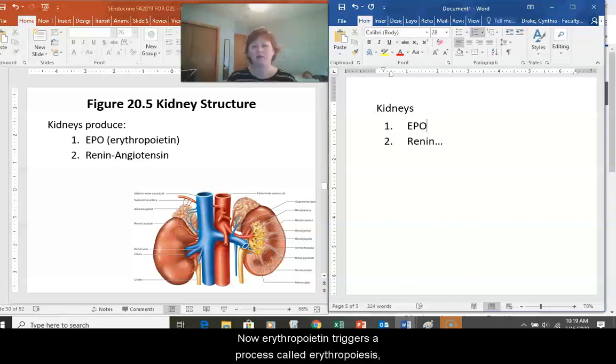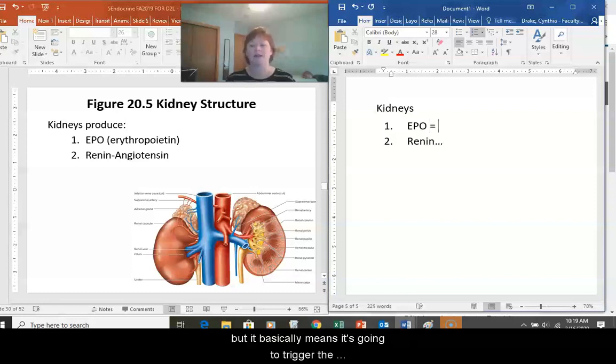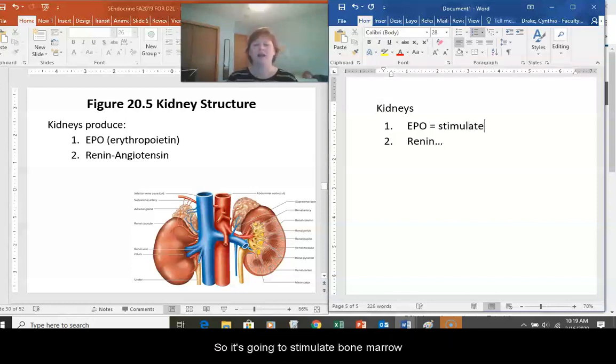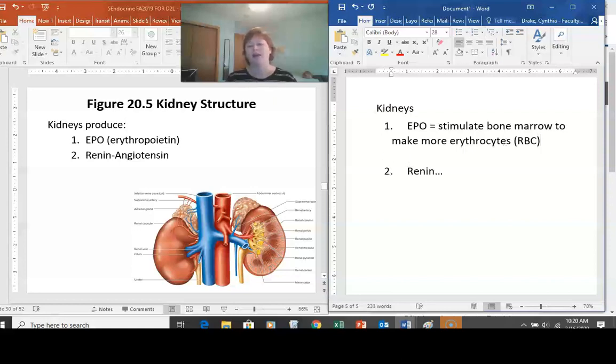Now, erythropoietin triggers a process called erythropoiesis, which sounds like another big word to know, but it basically means it's going to trigger the production of more erythrocytes. So it's going to stimulate bone marrow to make more erythrocytes, which you also know as what? Yeah, red blood cells. Now, question before we move on to renin.